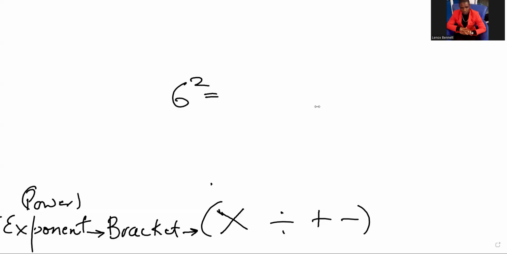Guys, the class here ended up getting big because persons who signed up for the morning class switched to the class here. All right. So good. I agree, guys. Very good. So it means 6 multiplied by 6. So the answer is 36. So no one should ever make the mistake and say it's 6 times 2. It's 6 multiplied by itself 2 times.